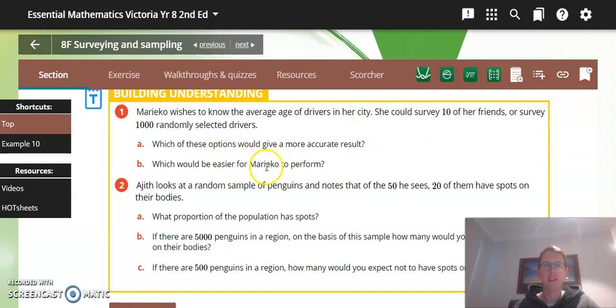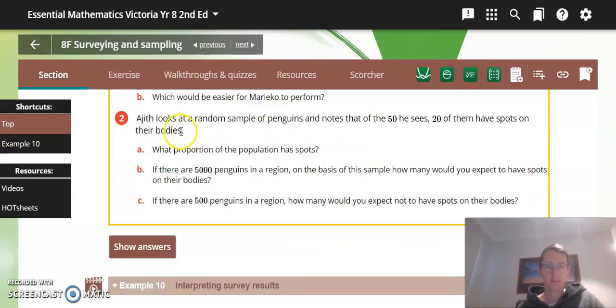Which would be easier for Mariko to perform? Well, clearly asking 10 of your friends is going to be a lot easier than standing in the middle of the street waving down 1,000 people going, hi, how old are you? They may look at you a bit strange too, and you might end up at the police station. I wouldn't suggest doing that yourself. But this is the thing about collecting data. It's never easy to get a good representation of the population, even with a sample, but you need to get a good spread of data from the people you're surveying.